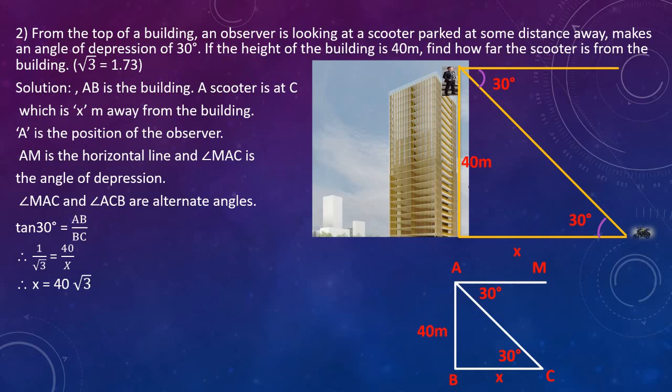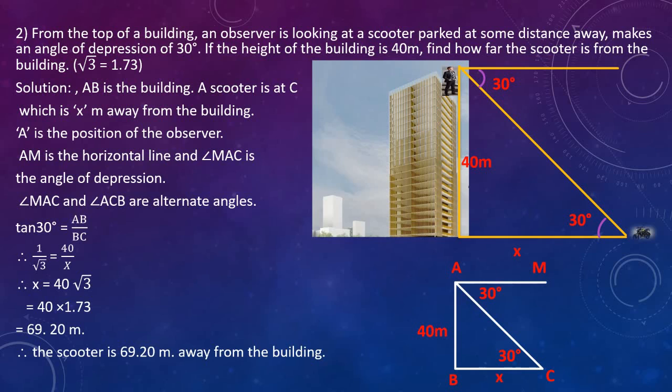Now as you can see in the question, they have given us the value of root 3, which is 1.73. So let us substitute that value over here. We get x is equal to 40 into 1.73, which is equal to 69.20 meters. Therefore the value of x is 69.20 meters, and x is nothing but the distance of the scooter from the building. So the scooter is 69.2 meters away from the building.